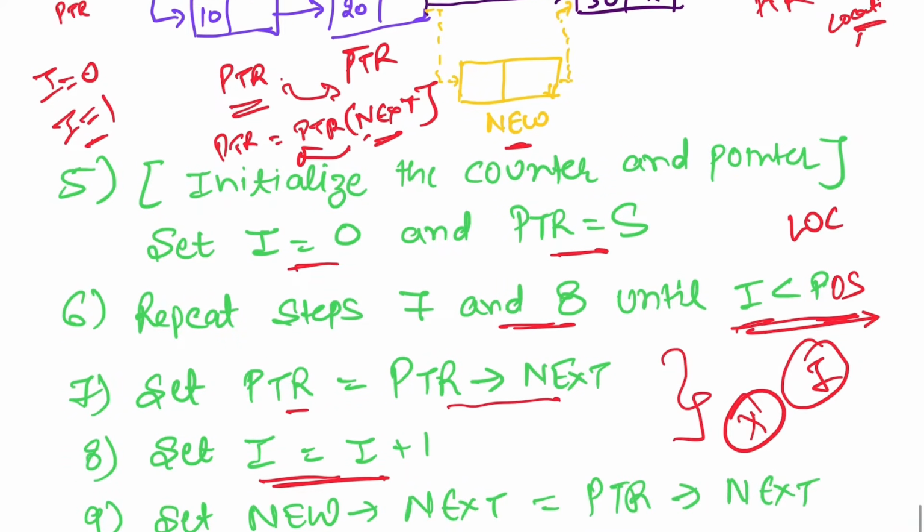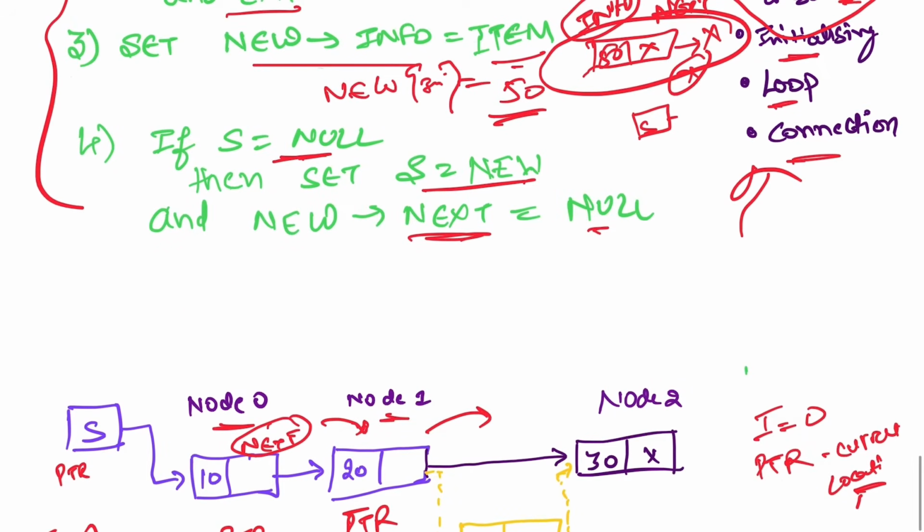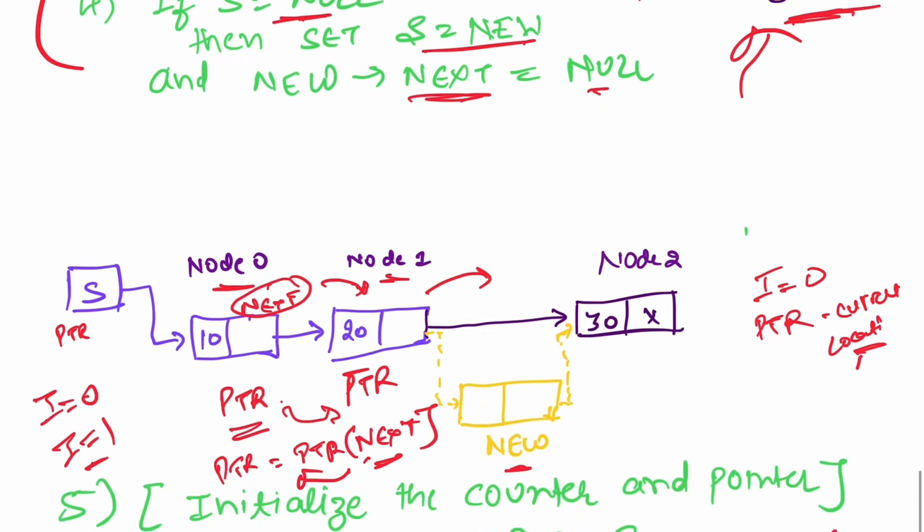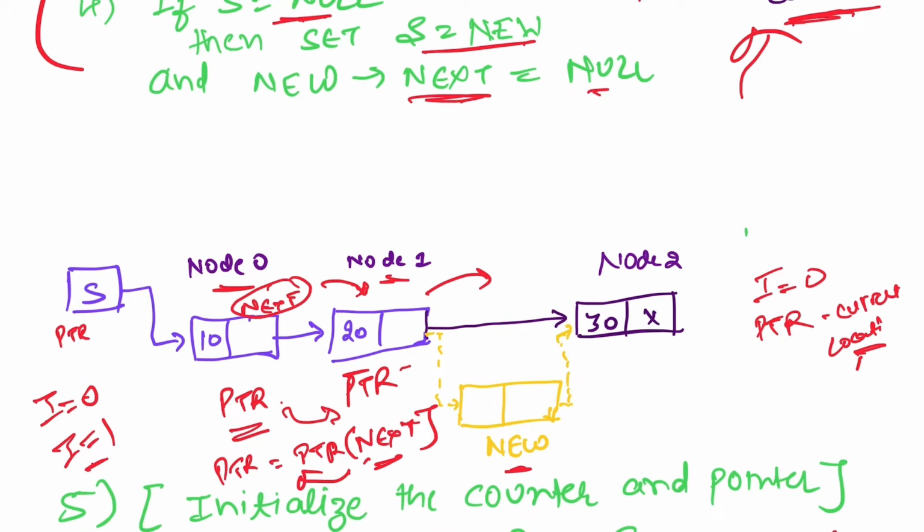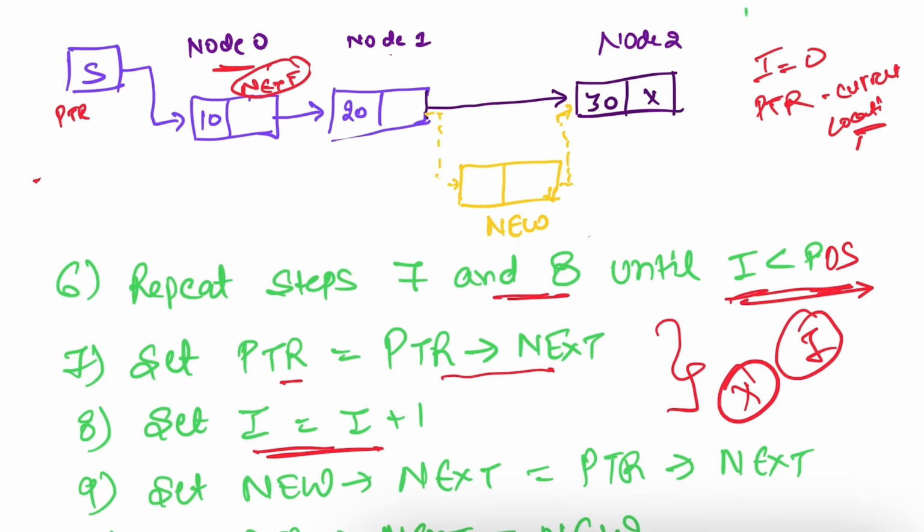Next point says, if you remember, I wrote it: connection. So I need to build a connection between node 1, node 2 and new. Let's see how we do it. To establish this connection, you need to understand that this is our pointer PTR. It is at node 1. This is new and this is my node 2. This pointer next has the address of this node 2.